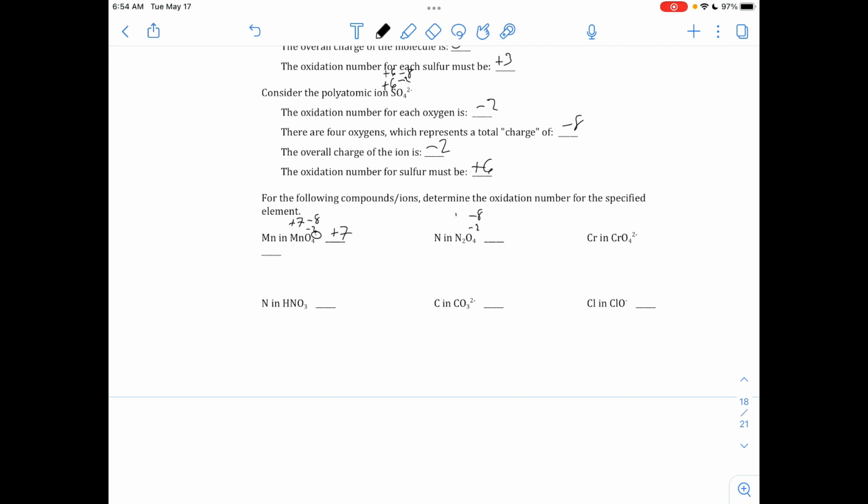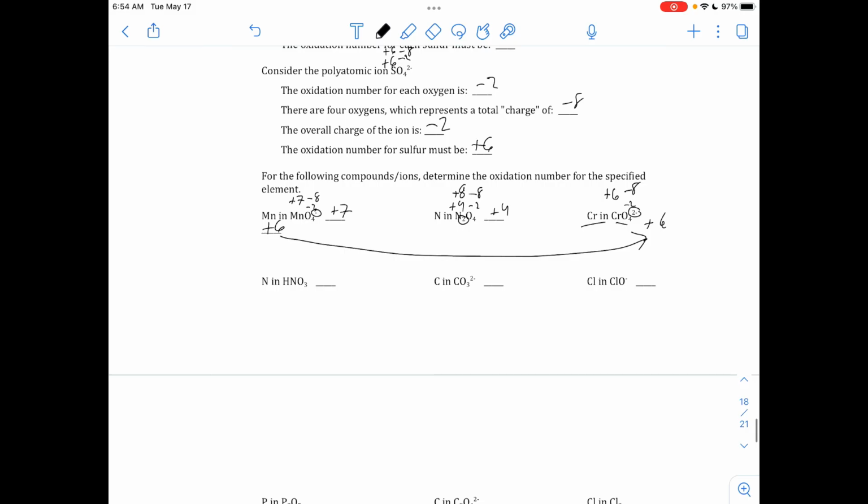This one, -8, has to be equal to 0, so +8, and there's 2 of them, so +4 for nitrogen. Chromium and chromate, so again, -2, and doing the oxygens first. This has to be equal to -2, so chromium has to be +6. And I don't know why the blank's there, but it should be +6. Okay, that should be over there.